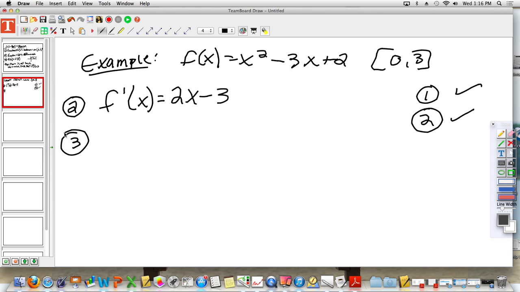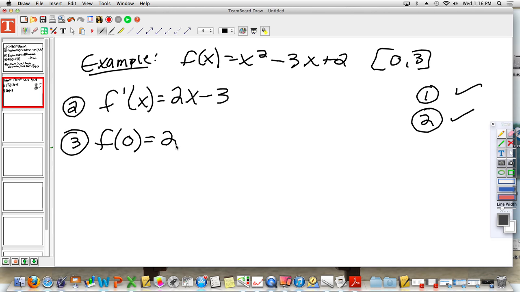The third thing that had to be true was f of a had to be the same thing as f of b. So in this case, what we need to do is figure out whether, when we plug in 0 and 3 into our original function, we get exactly the same answer. Yes. So we're going to try f of 0. If you plug a 0 into your function, what do you get out of it?